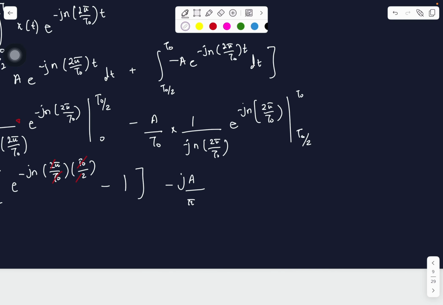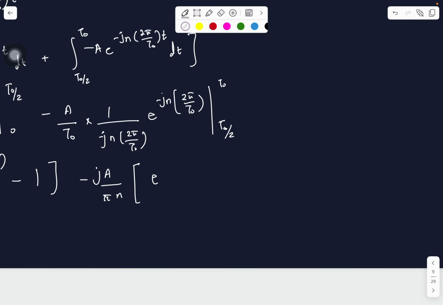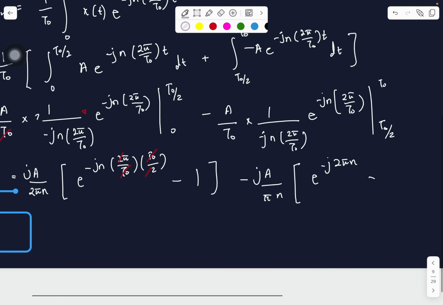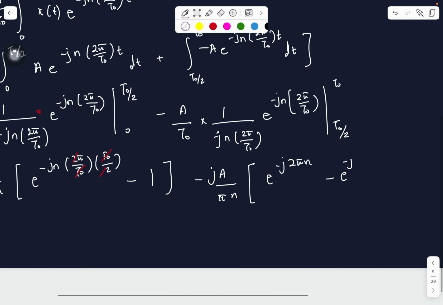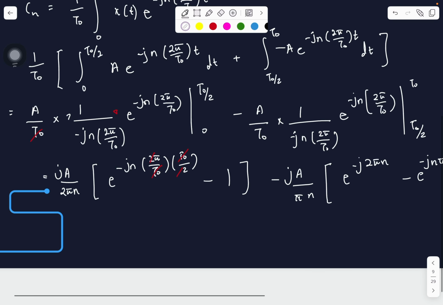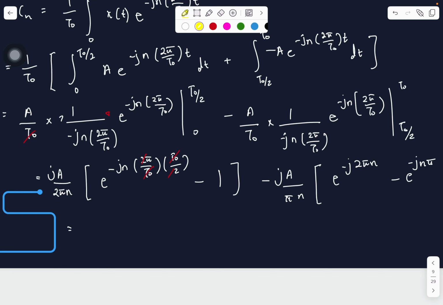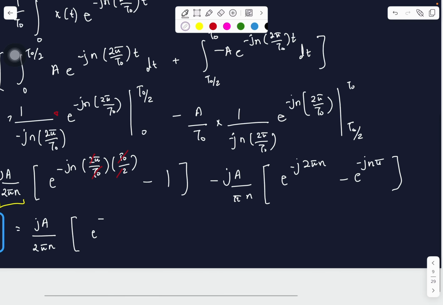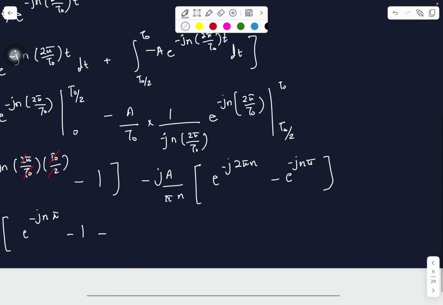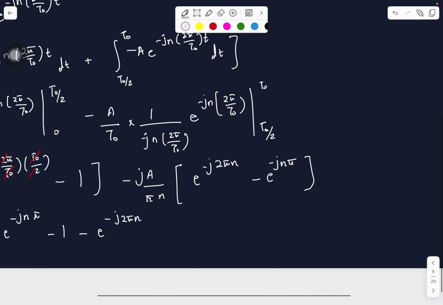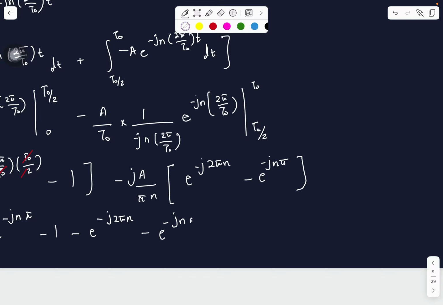2 pi n. Then here we substitute minus jn, here j will be 2 pi n but the t naught will cancel, and the second term will be the same as the first, which is jn pi, negative jn pi. We can factor out this term, so it's ja over 2 pi n big bracket exponent negative jn pi minus 1 minus exponent negative j 2 pi n minus exponent negative j n pi.